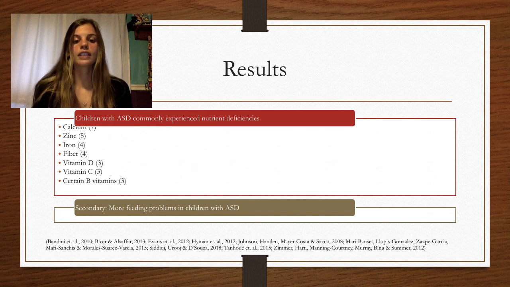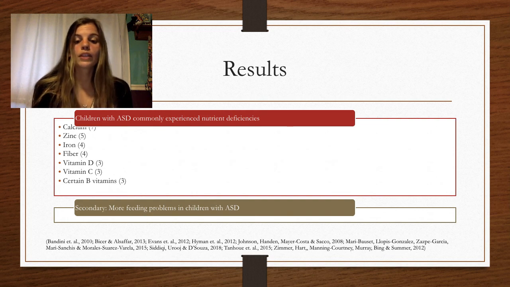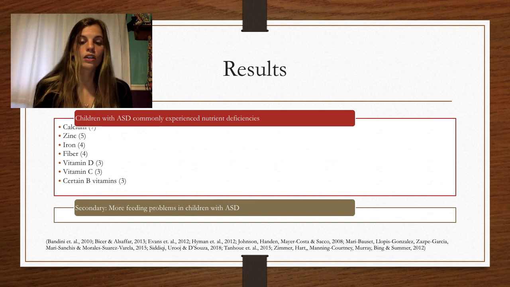A couple of the articles did not specifically look at nutrient deficiencies, but instead they focused more on the types of foods they were missing from their diet. One article identified children with autism eating more energy-dense foods and snacks while eating fewer vegetables than typically developing children. And another article identified children with autism eating fewer fruits and vegetables compared to the typically developing children, and they did not eat foods from flour, dairy, legumes, and casseroles, which could support their reasoning for some of these micronutrient deficiencies.